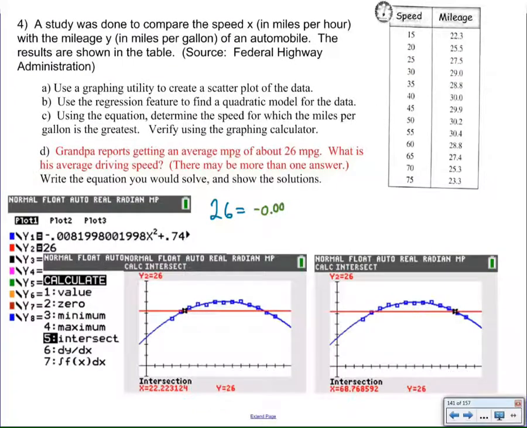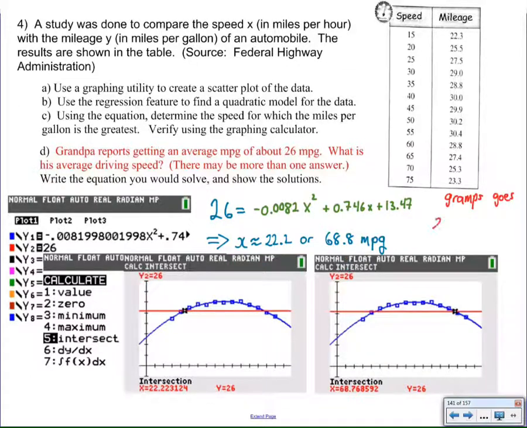For the last question about Gramps and his driving speed, I'm just going to write down the equation that I'm solving, because I want to make sure that the reader, whoever's reading my test, knows that I understand 26 miles per gallon is the y value. So I'm giving the y value of fuel economy, and I'm asking about speed, which is the x. So you write down the equation to prove that this is what I'm solving. But you don't have to do any more than that. Since we have the solutions from an intersection, we can just say that x is this or that.